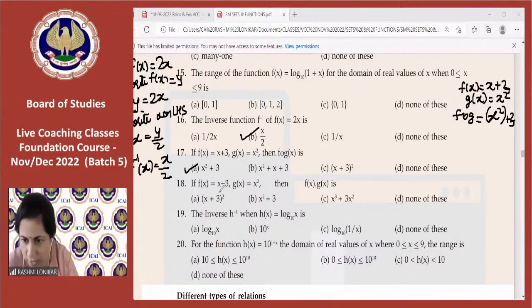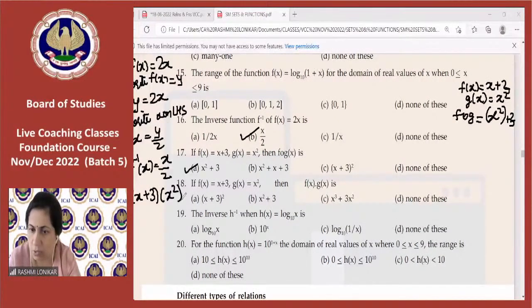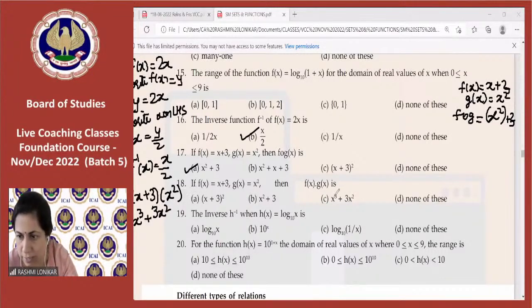Now they have given you f(x), they have given you g(x), and they are asking you to find out f(x) into g(x). What will be f(x) into g(x)? x plus 3 into x square. So what will this be? I multiply x square with x, so this is x cube, plus x square into 3, so this is 3x square. So what is the answer for the 18th sum? x cube plus 3x square. Is that clear?